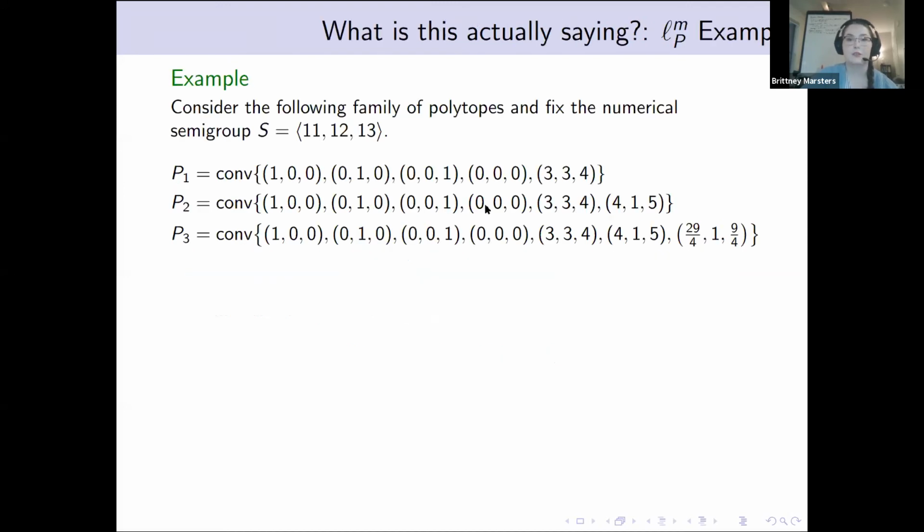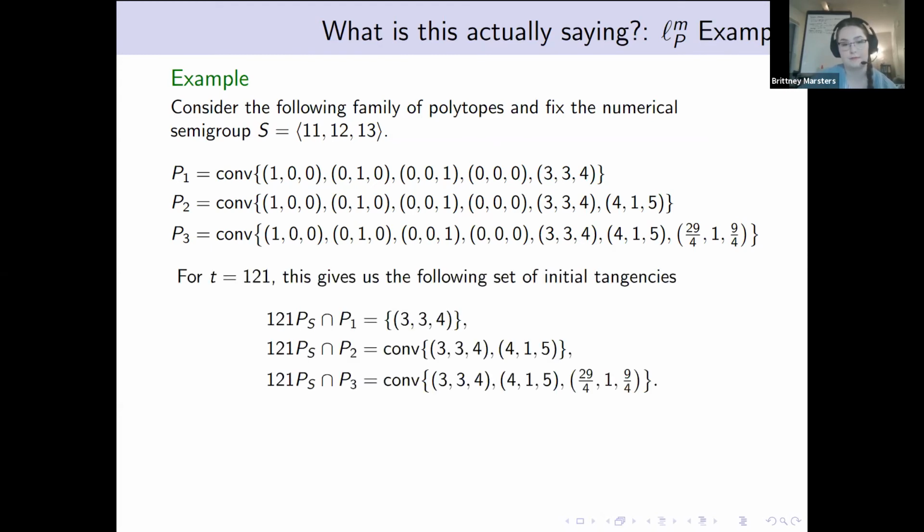Okay, so what is this actually saying? Again, wall of text. We're going to consider this family of numerical semigroup polytopes this time, and we're going to fix the numerical semigroup generated by 11, 12, and 13. You'll notice with this family of polytopes, we're just tacking on an extra vertex each time. What this is going to do is change that initial tangency.